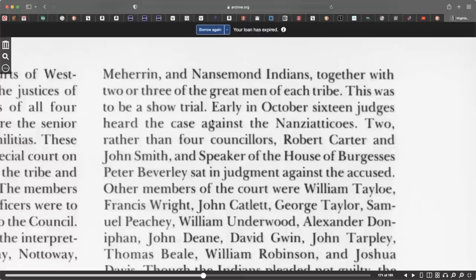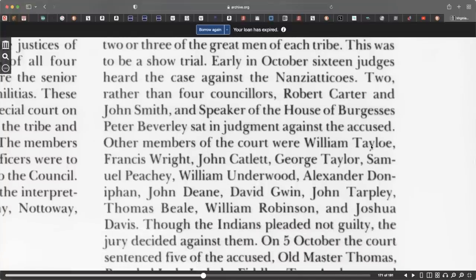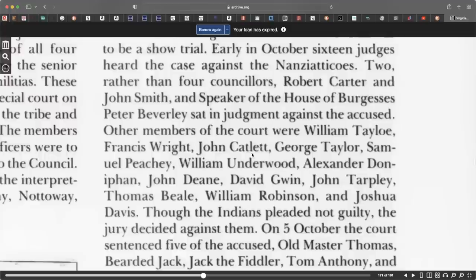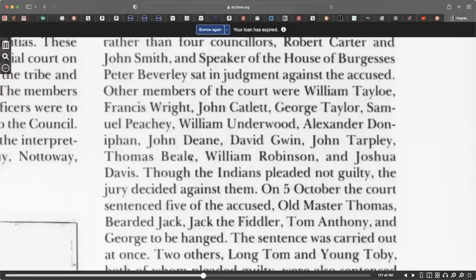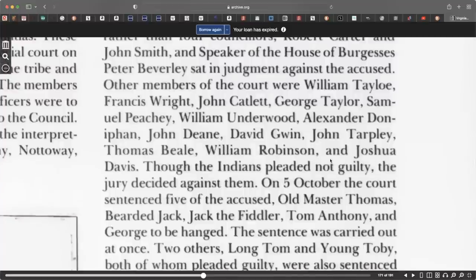You hear that? Early in October, 16 judges heard the case against the Nanziaticos. 2 rather than 4 counselors, Robert Carter and John Smith, and Speaker of the House of Burgesses, Peter Beverly, sat in judgment against the accused. Other members of the court were William Taylor, Francis Wright, John Catlett, George Taylor, Samuel Peachy, William Underwood, Alexander Donovan, John Dean, David Gwynn, John Tarpley, Thomas Beale, William Robinson, and Joshua Davis.